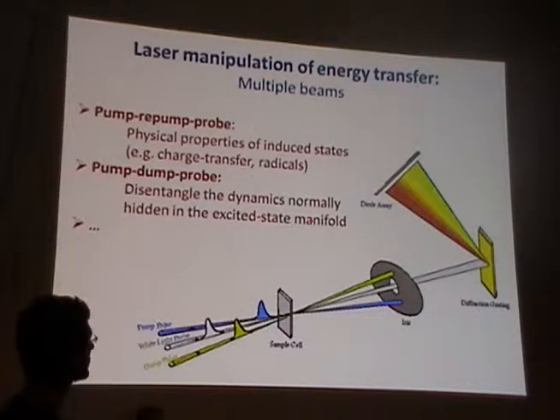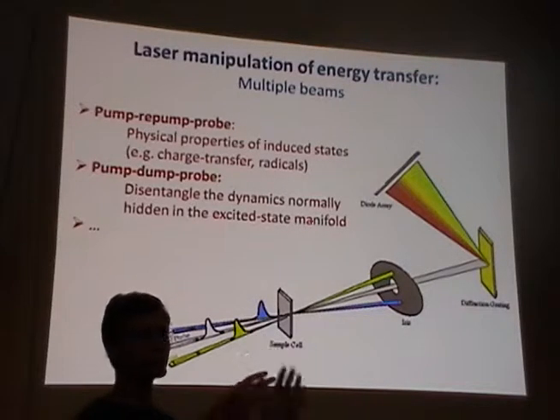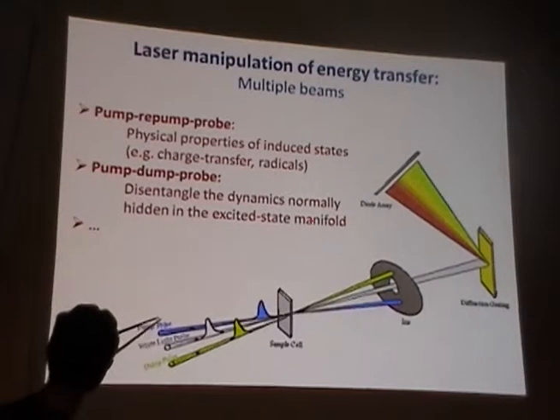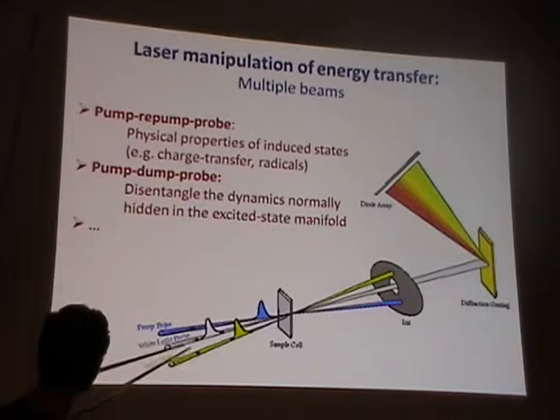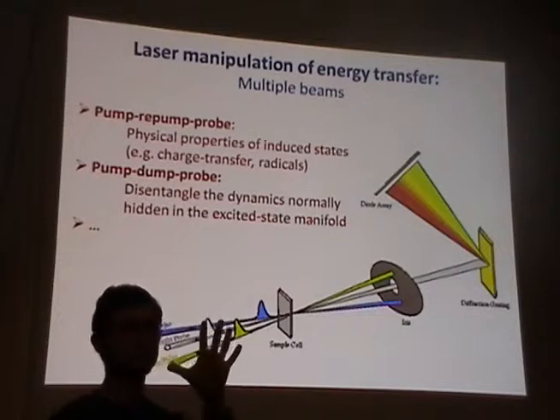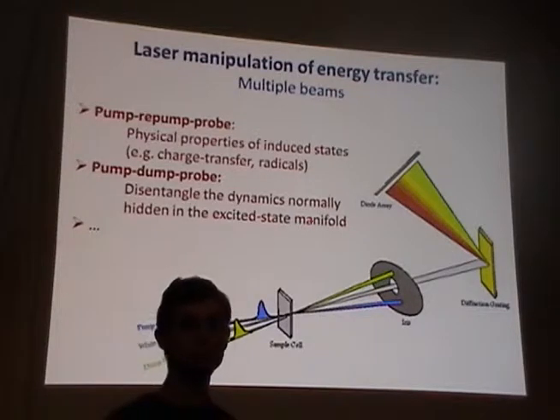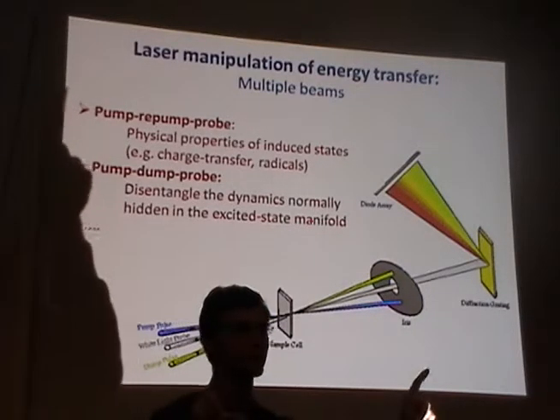Okay, so now we can add another beam to this setup, and there are different variations of that. Using multiple beams, one way to do it is to have two beams that are pumping or dumping the system, and then eventually your probe comes. There's a delay time between the first two, the pump and the dump in this case, and also a delay time to the probe. With the second beam you can repump the system to get it into another state. In this way you can get information about other types of states, for example, charge transfer states and triplet states.